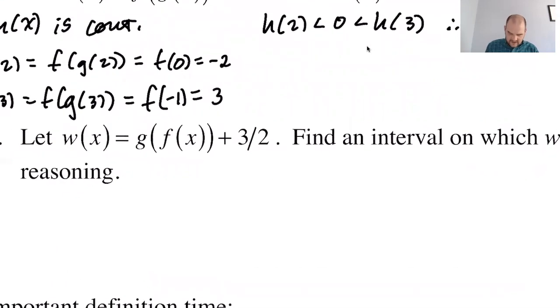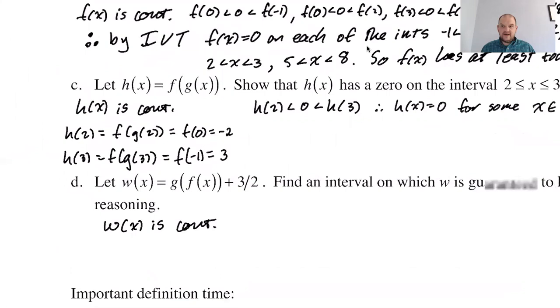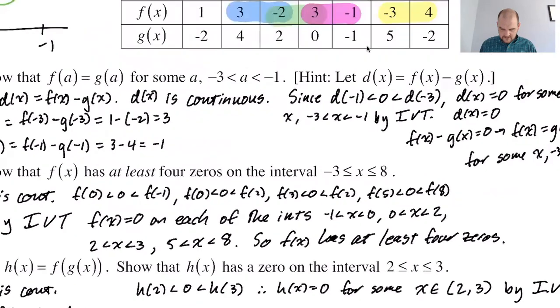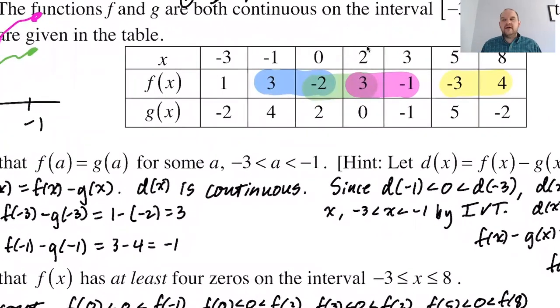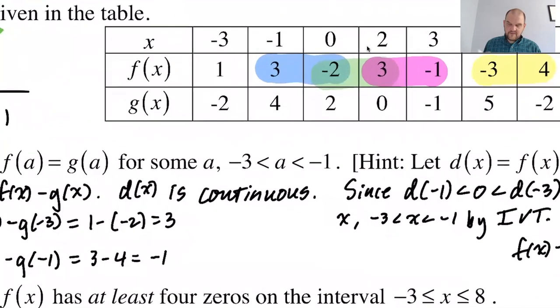So w of x, let's do it here. W of x is continuous. All right, now I need to find an interval on which there's a sign change, which means I really need to find a lot of values. So what I'm going to do is up here, I'm going to add a row to my table. And I'm going to add just g of f of x, because I don't want to also add 3 halves, because I know that I'll be able to add 3 halves. And I don't want to commit myself to adding 3 halves to a lot of numbers if I don't need to. And I think I don't need to.